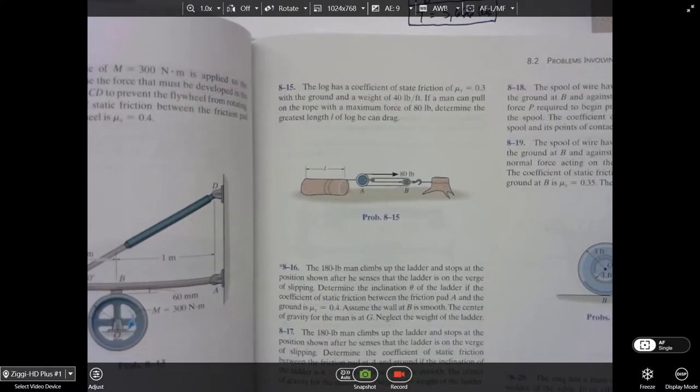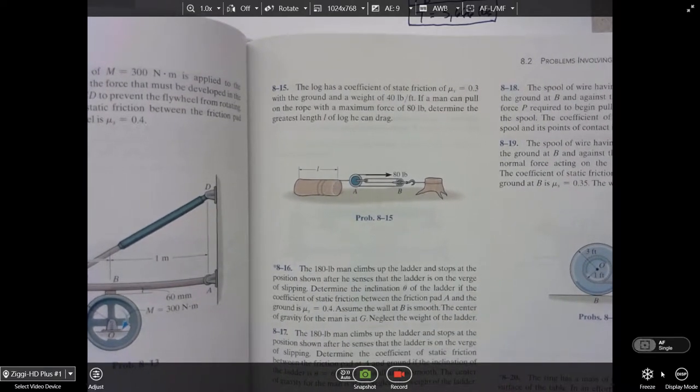Okay, let's do some more problems. Got about 20, 25 minutes. Let's do this one because it's a log, and I love logging. It's super fun. And it's a block and tackle. It's a pulley.